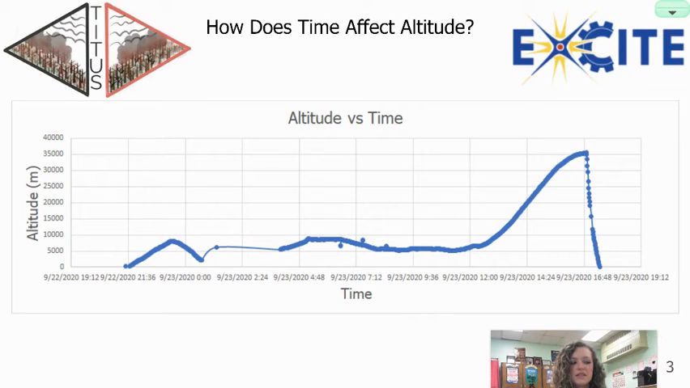We graphed the altitude to see how the balloon would ascend. We thought it would reach its peak around noon. According to the data, the maximum altitude was actually reached around 4:40 p.m.